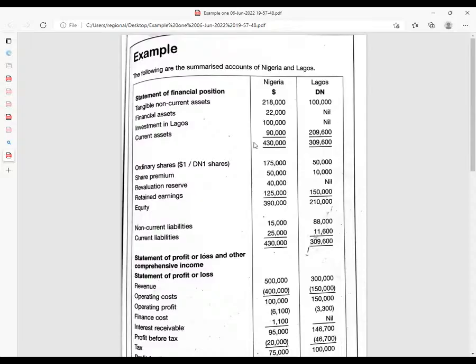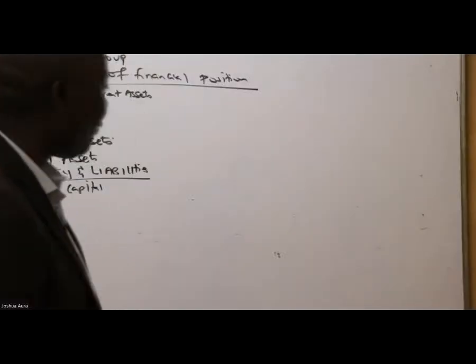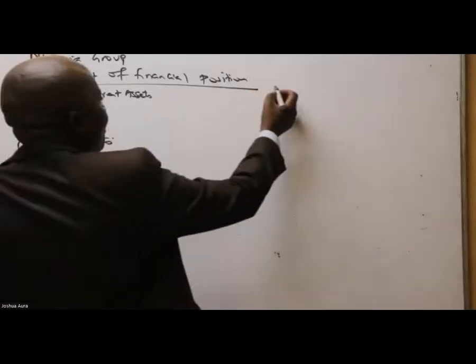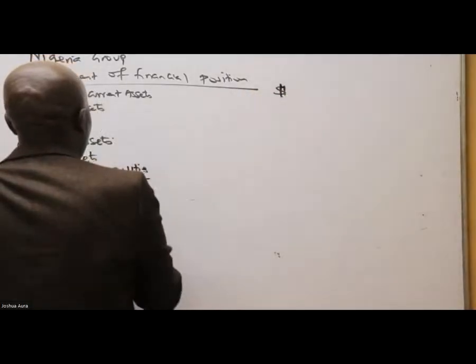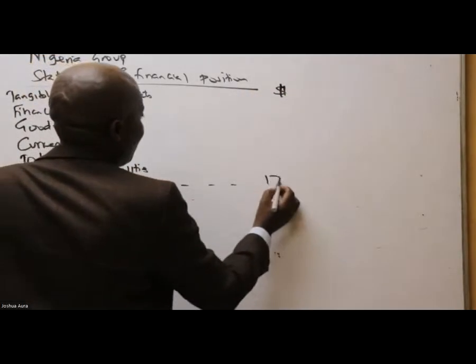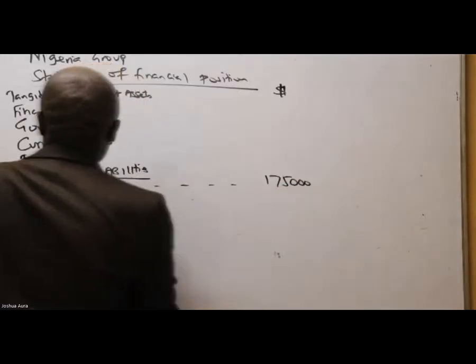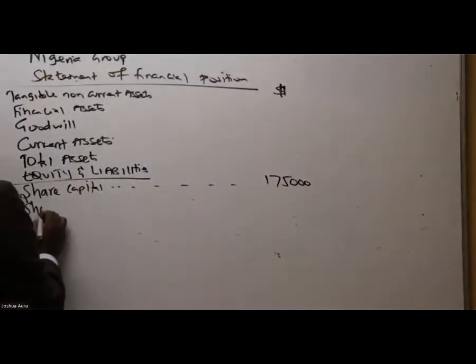Can somebody guide us? So thank you very much. For share capital, always you pick the one of the parent. You ignore the one of the subsidiary. So for share capital, I'll simply come and pick 175,000. The same case here with share premium, free marks really.